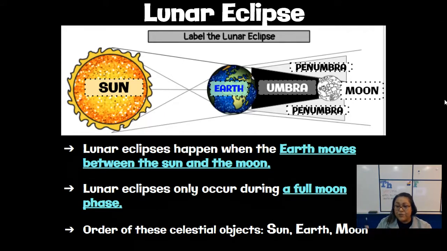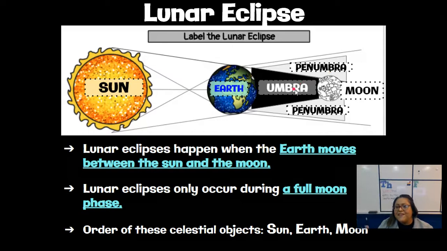At this time, you could drag and drop your labels to label the sun, the Earth, the moon. So the sun, the Earth, the moon. The umbra, which we're about to talk about, the darkest part of the shadow that's being cast by the object that's blocking the light, and then the penumbras, which are the surrounding areas of shadow that are less dark.